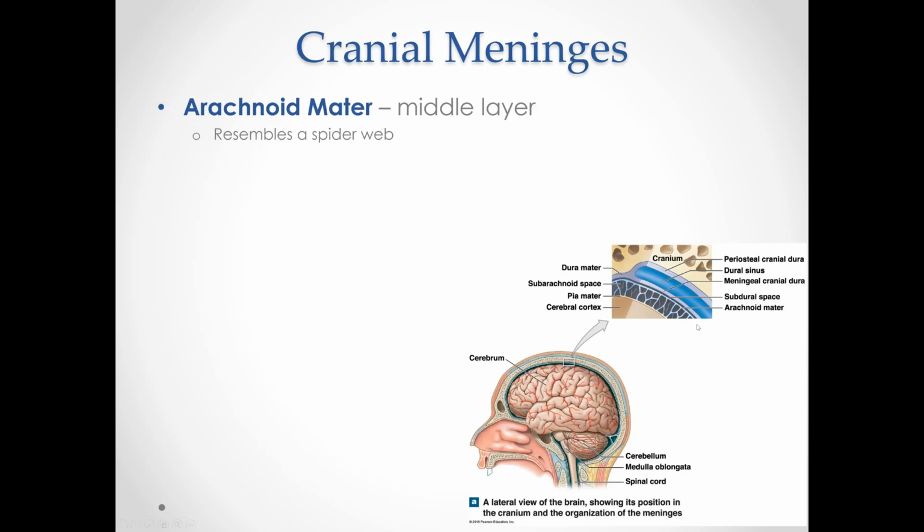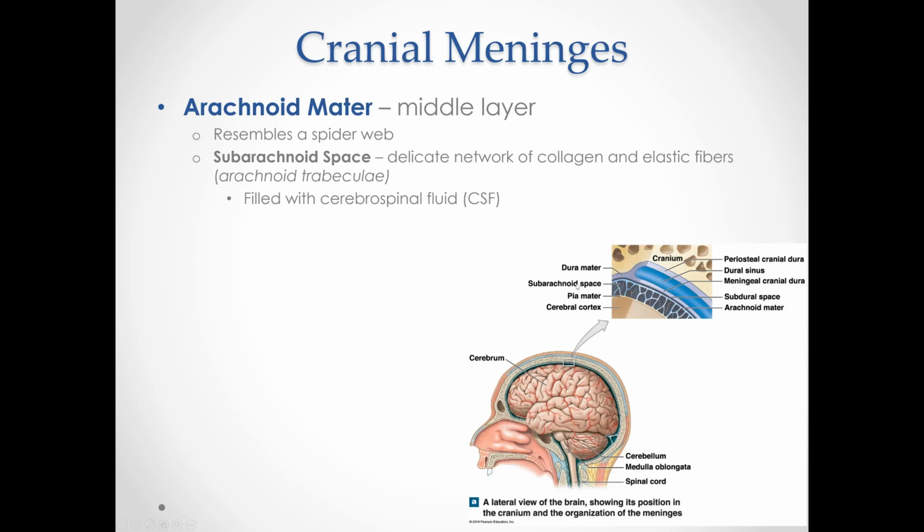So the middle layer of the meninges is called the arachnoid mater, and it actually resembles a spider web, and that's how it's got its name. Arachnoid means spider in Latin. So that is the middle layer. And the subarachnoid membrane has a space underneath it called the subarachnoid space, and this is the part that actually really looks like the spider web.